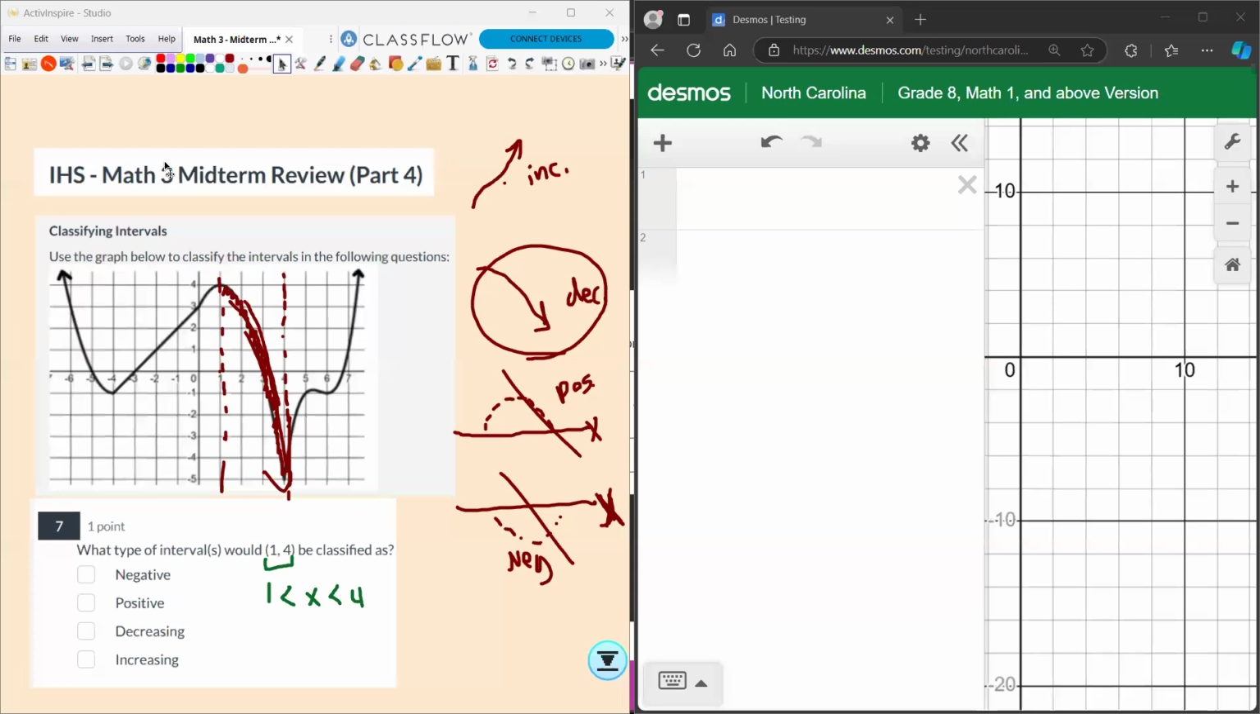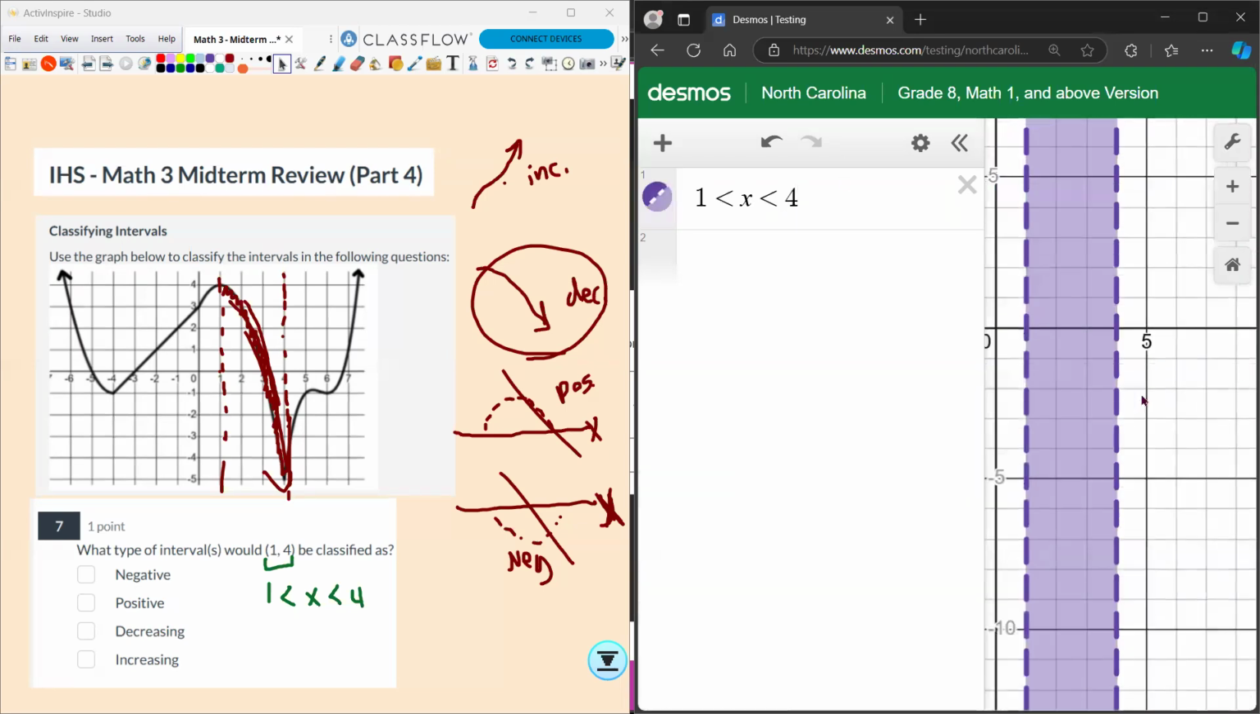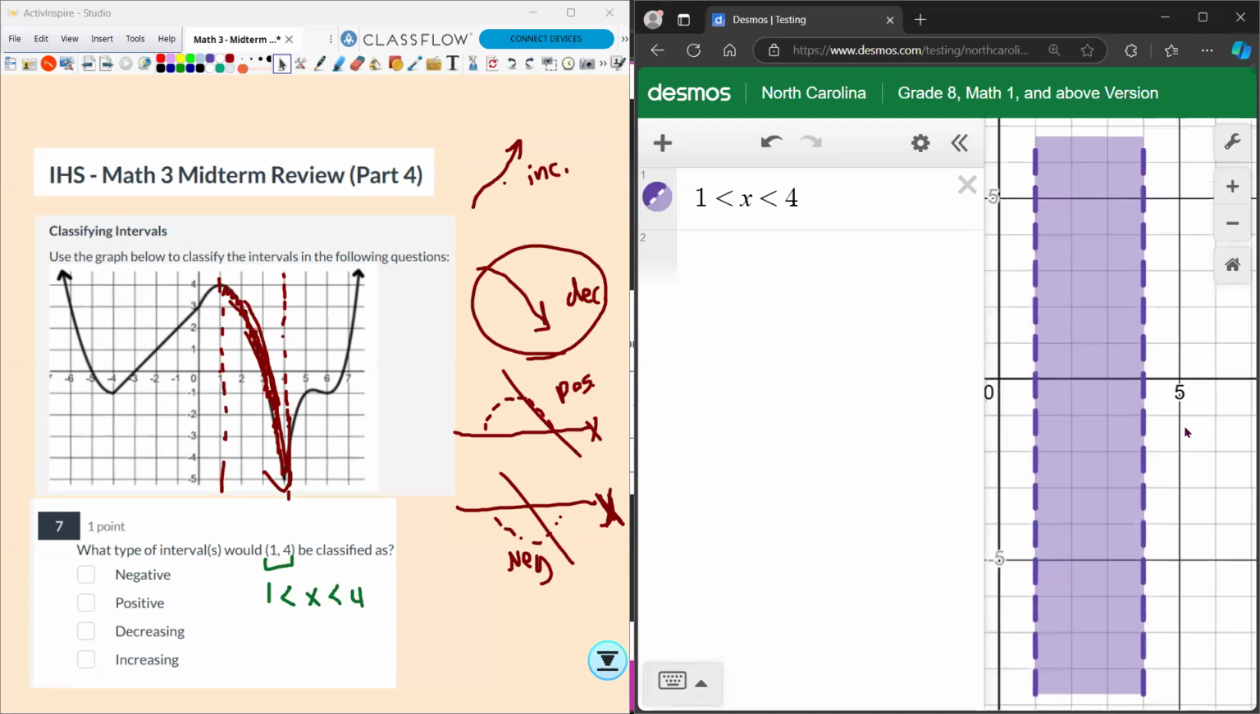So that's how you read it. And then on the graph, you can't really graph this, but you can think about 1 less than x less than 4 is between those two numbers on the x-axis. And that's what you're looking for.